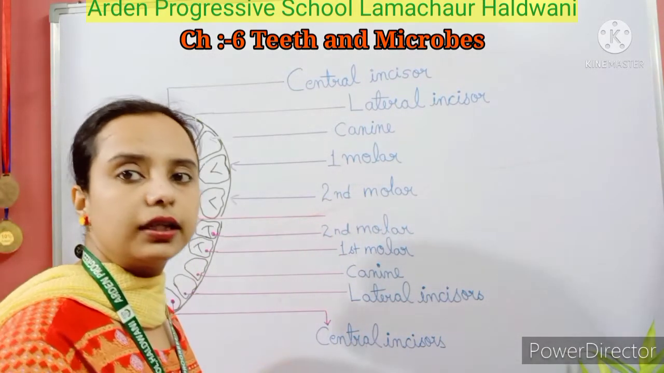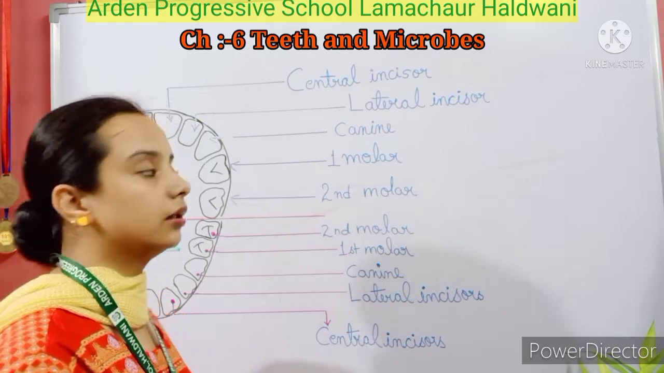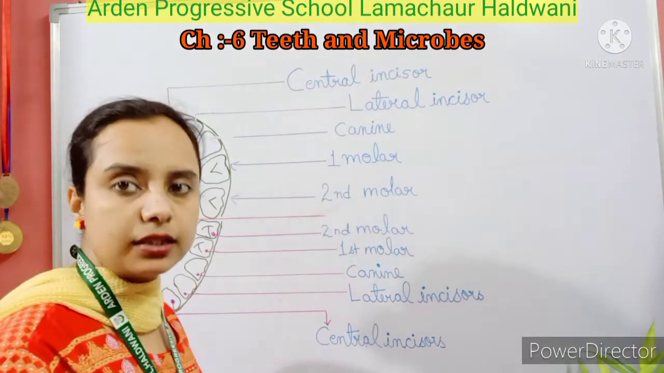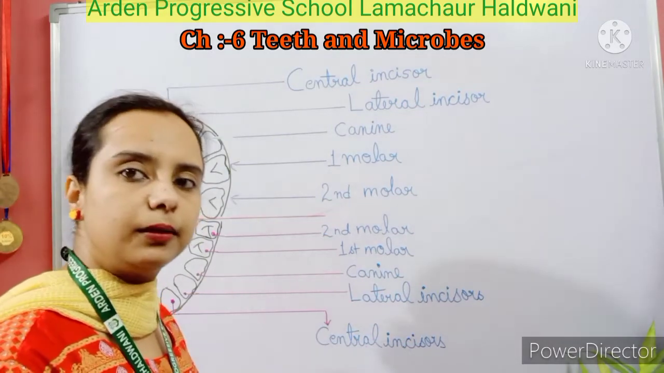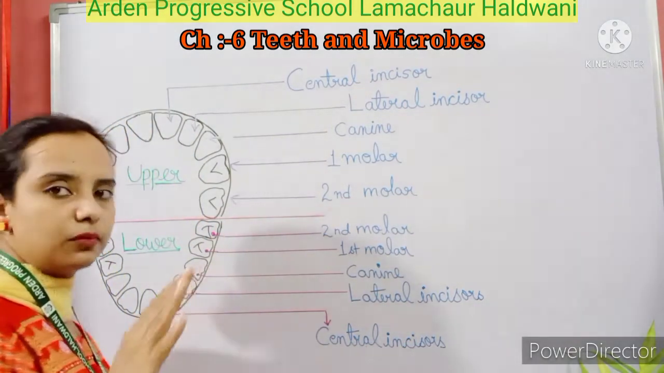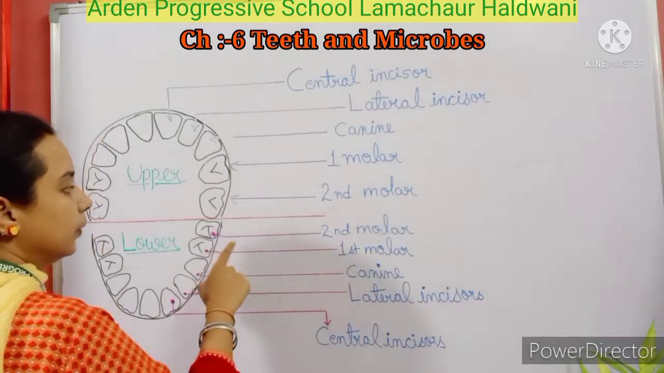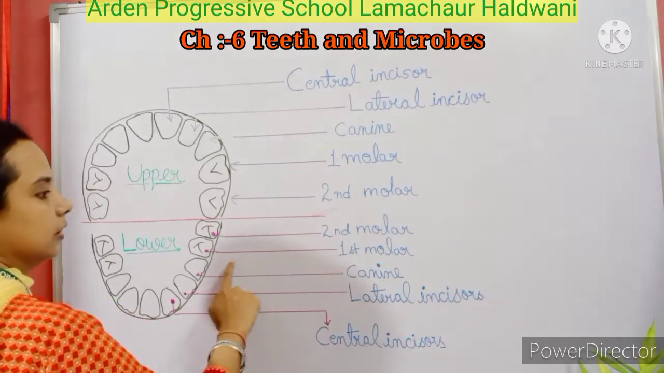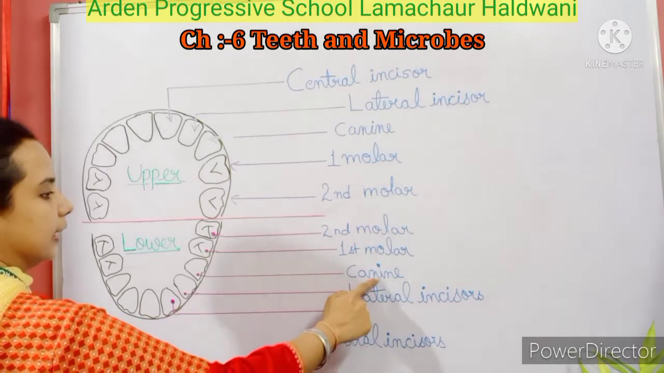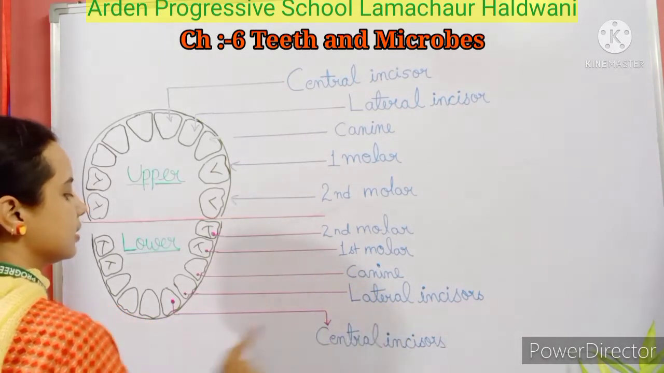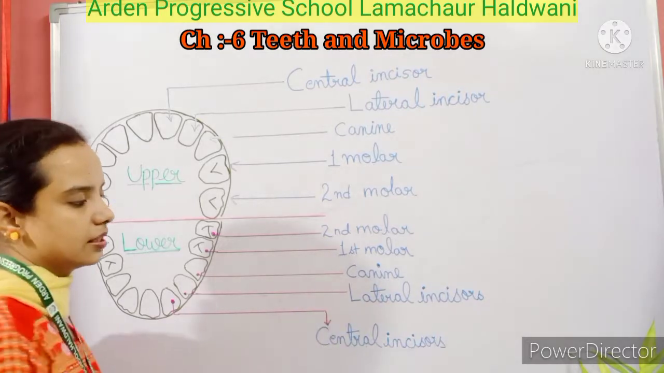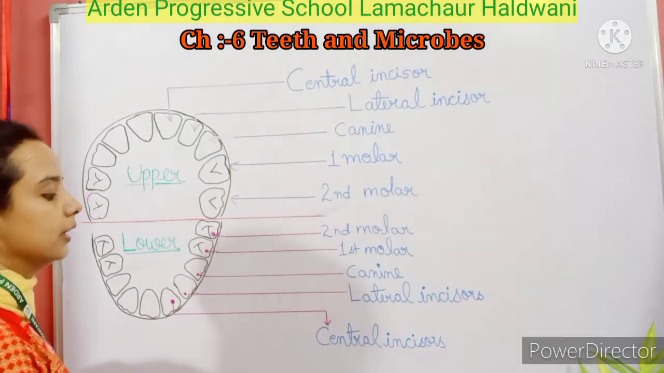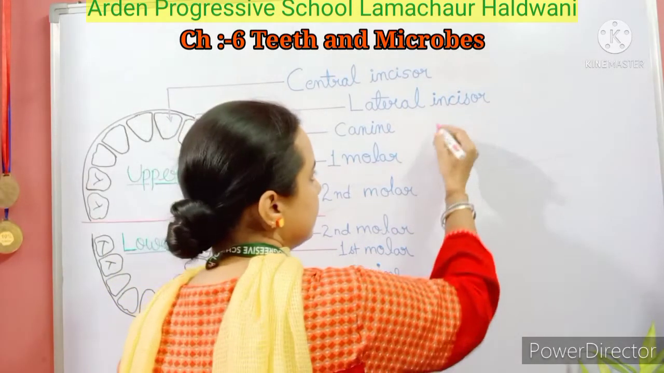How many sets of molars were there? Three sets of molars. The first set is this and the second is this, but the third set of molars is absent in babies, or in small kids. Here in the lower jaw, this is the second molar, then the first molar, canine, lateral incisors and the central incisors.